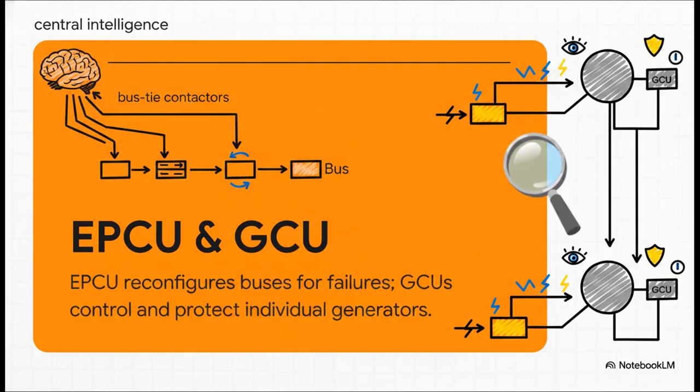And you've got to notice the brilliant separation of duties in the Q400's brain here. The Electrical Power Control Unit, or EPCU, acts as the central intelligence for routing power. It automatically reconfigures the system by opening and closing bus tie contactors if a power source fails. Meanwhile, the GCUs, the generator control units, are the dedicated managers that directly monitor, control, and protect the individual generators. It's like a perfectly choreographed dance.